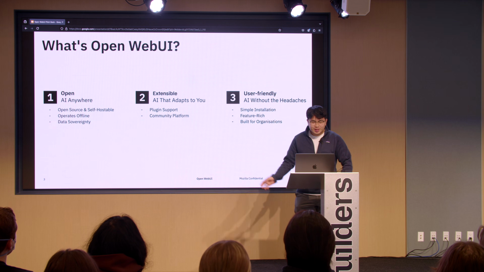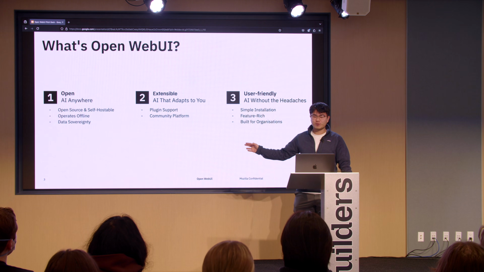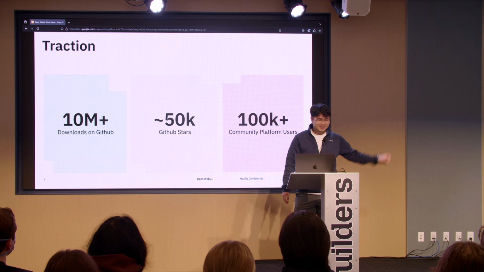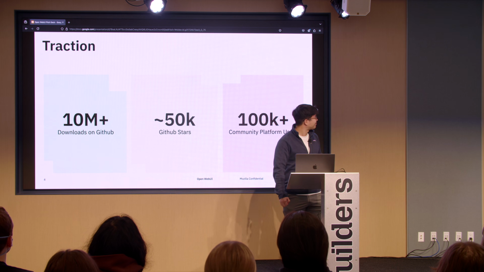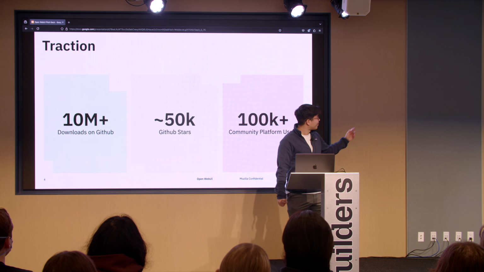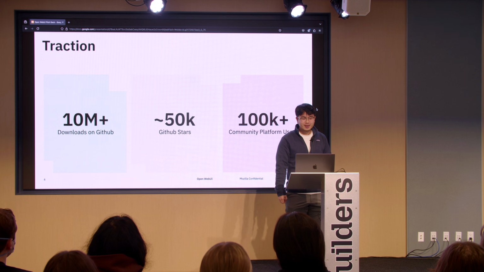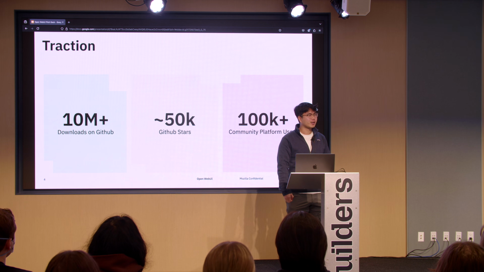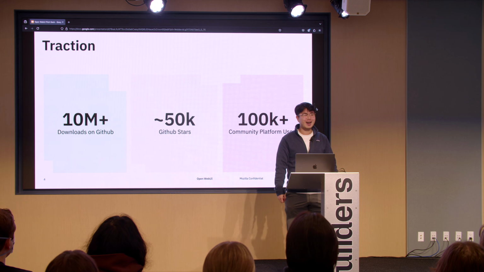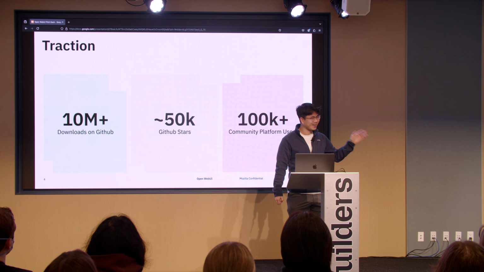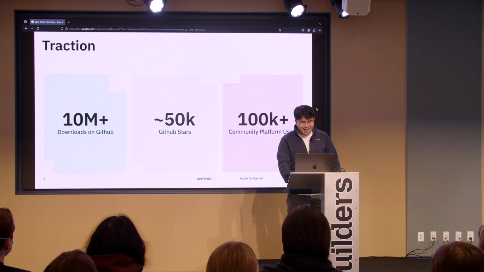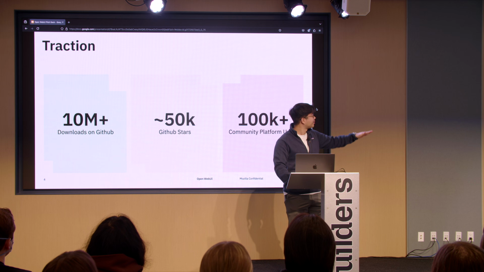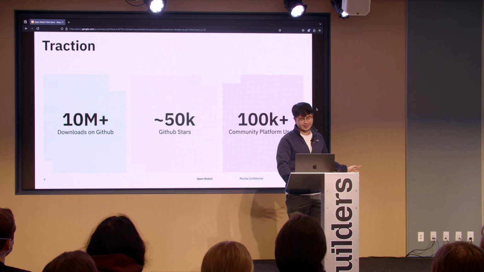And so was our thesis on these three areas for improvement correct? Mic drop. The results speak for themselves. We have over 10 million downloads on GitHub. Around 50K stars, we literally have 49.9K stars right now. So I'd really appreciate it if you guys just go on our repo and star our repo. And more than 100K community platform users.